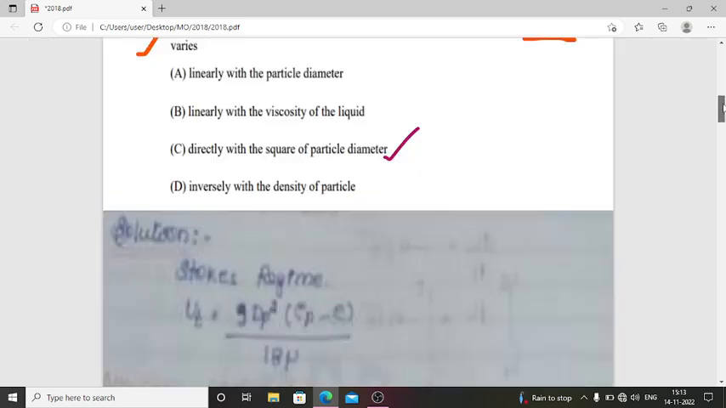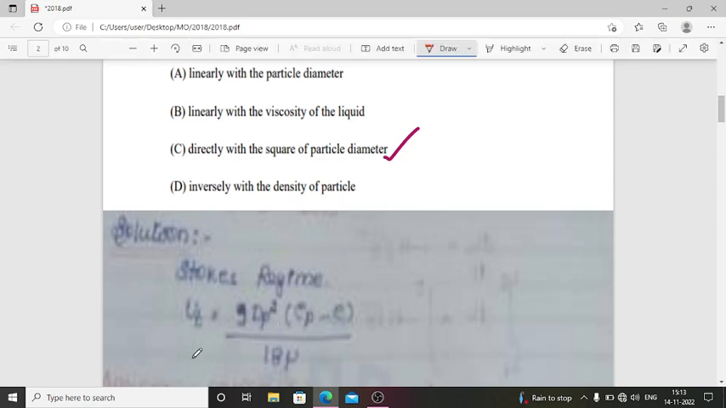Solution: Stokes regime. Stokes regime formula: settling velocity ut is equal to g dp squared (rho p minus rho) by 18 mu. Ut is the settling velocity, g is the gravitational acceleration, dp is the particle diameter, rho p is the density of the particle, rho is the density of the fluid, mu is the viscosity of the fluid. But here C is the correct option.